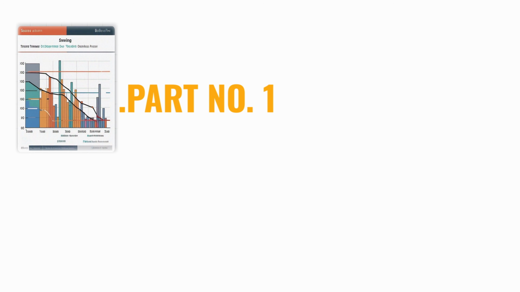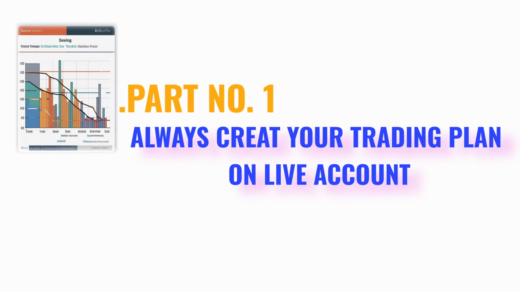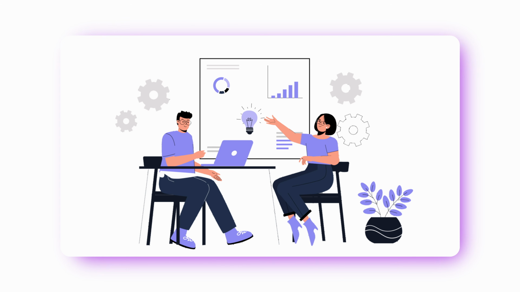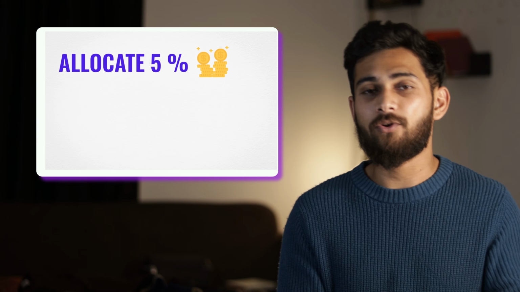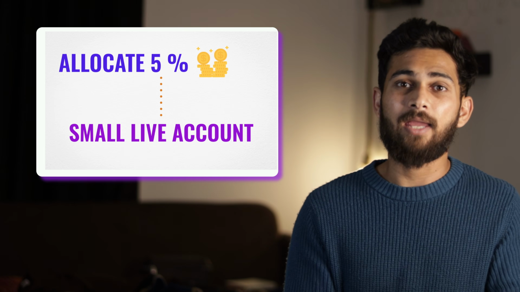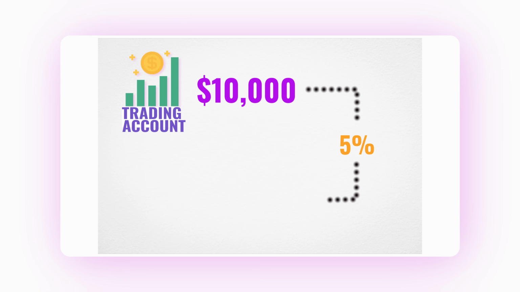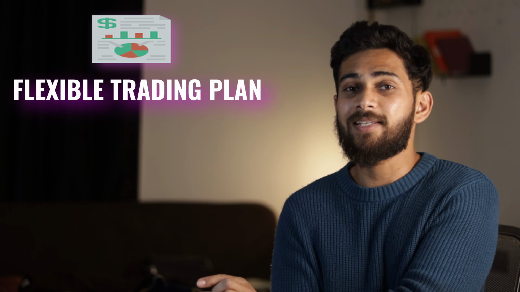And part number 1 is always create your trading plan on live accounts. And I know you might be shocked or even surprised to hear it, but that is how you create a working trading plan, a flexible trading plan. What you need to do here is allocate 5% of your entire trading capital to a small live account. Let's say for example, you're going to start your main trading account with $10,000. So 5% of it, which is $500, should be used to start a small live account, which you will use to help you create a flexible trading plan.